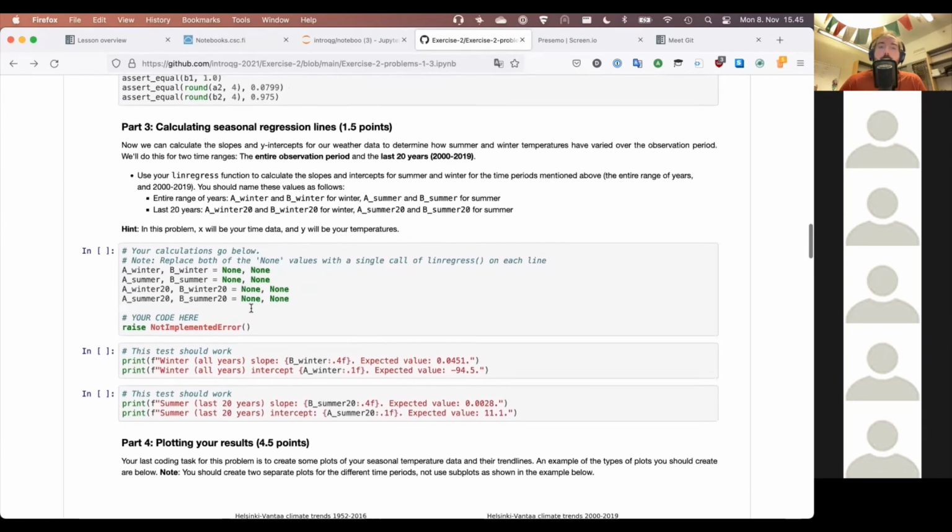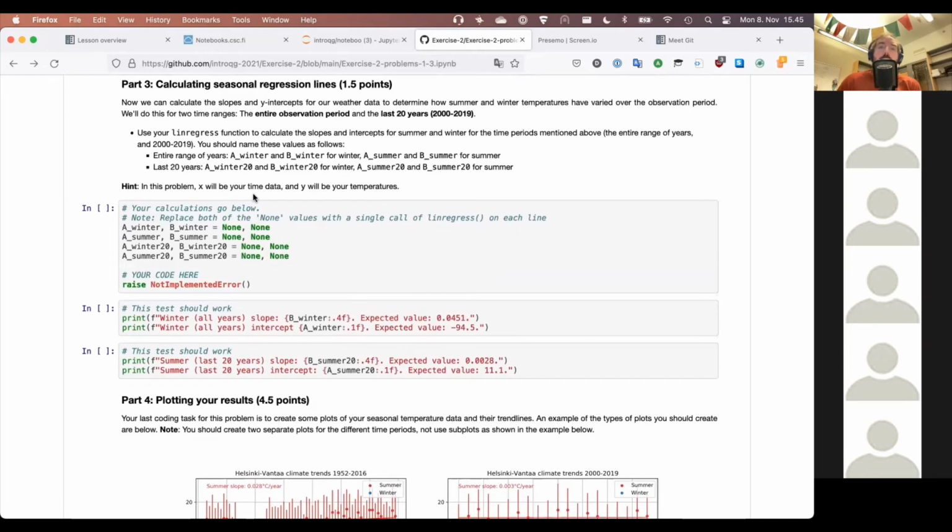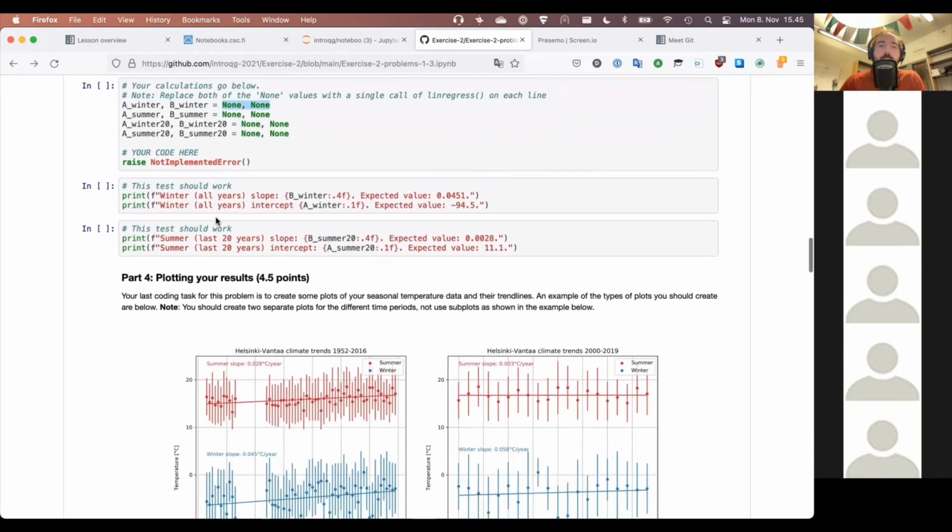And if it does, then you'll be moving on to part 3, which is to calculate the regression lines for the summer and winter temperature data for 2 different time periods. One is for the whole observation period, so 1953 to 2019, and the other is for the last 20 years. So just to look at the differences in the trends over those 2 different time periods. So you'll get some A winter and B winter values, A summer, B summer, and so on. And you'll fill in here for each one of these lines a call to the linregress function that would give back the A and B values. Then you'll see a couple tests where it prints something out and says, here's the value that I expect. So you'll be able to see again whether your A and B are calculated properly.